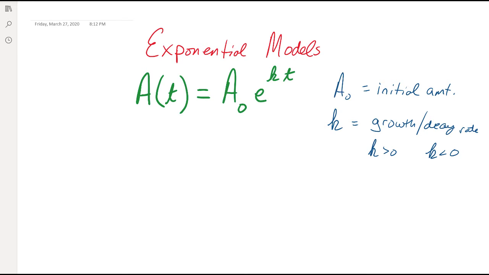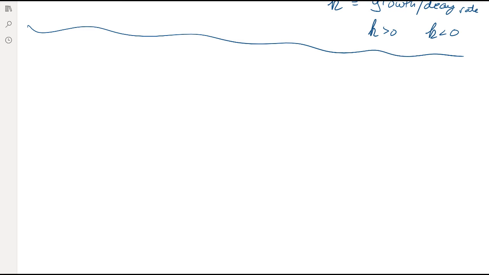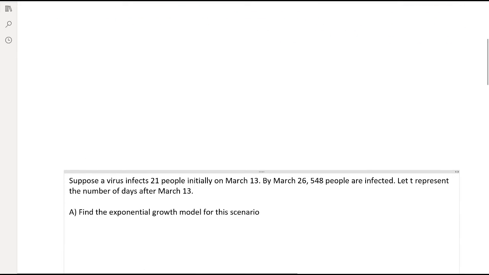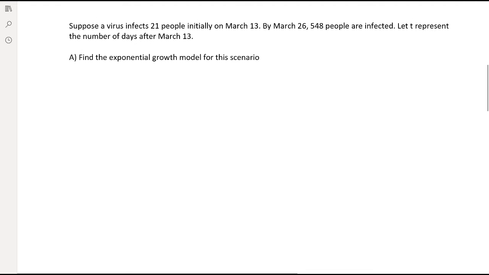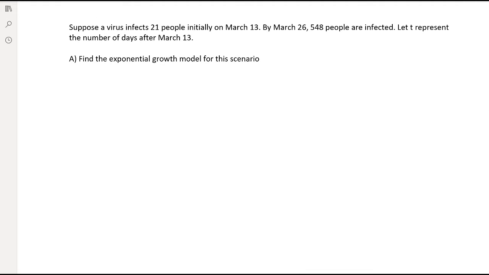All right, let's consider the following example. Let's take a look at this question here. Suppose a virus infects 21 people initially on March 13th. By March 26th, we now have 548 people infected. Let t represent the number of days after March 13th. And what they want us to do is find the exponential growth model for this scenario.